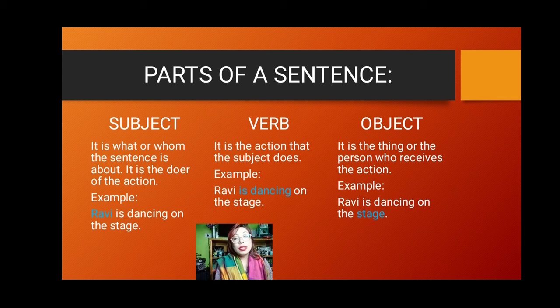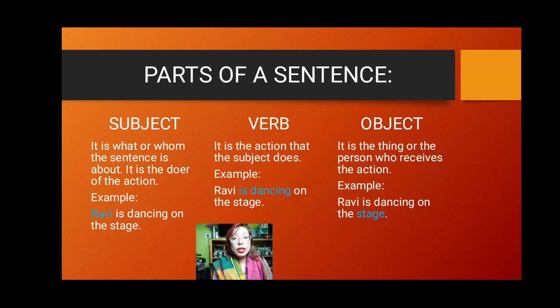Okay. Let us take the same sentence. Ravi is dancing on the stage. By now all of us are clear that Ravi is the subject who is doing the action. Now, which is the verb? Can you identify it, students? Yes, it is dancing, right? And "is" is the helping verb, whereas dancing is the main verb, right, students?